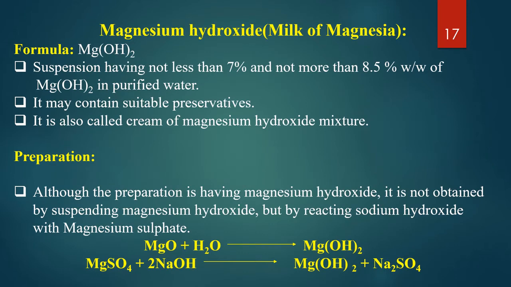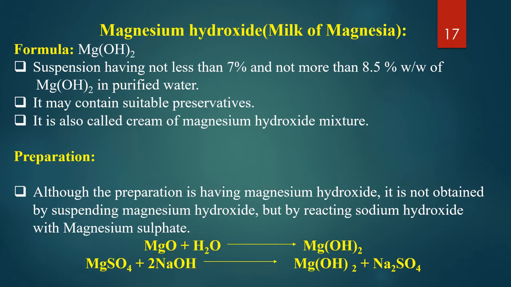Magnesium hydroxide or milk of magnesia. Formula is Mg(OH)2. The suspension contains not less than 7% and not more than 8.5% weight by weight of magnesium hydroxide in purified water. It may contain suitable preservatives, and it is also known as magnesium hydroxide mixture.